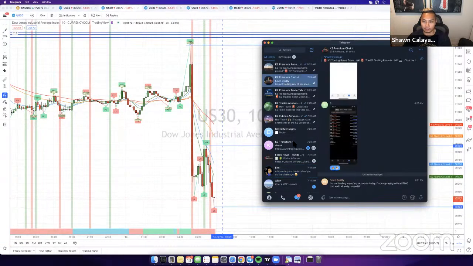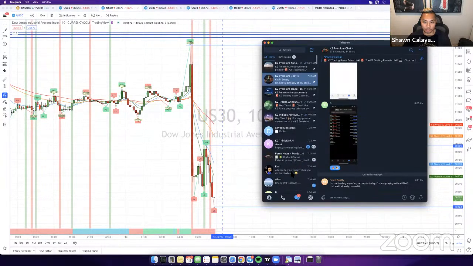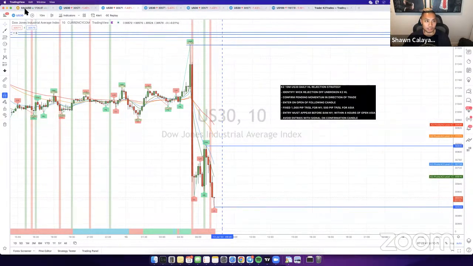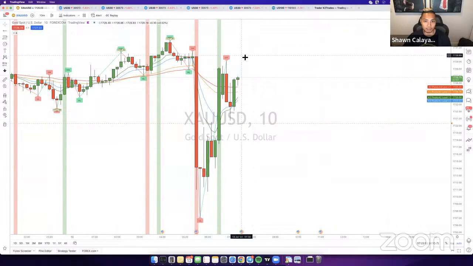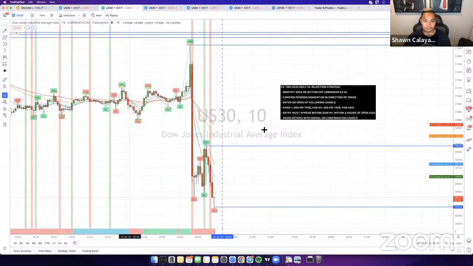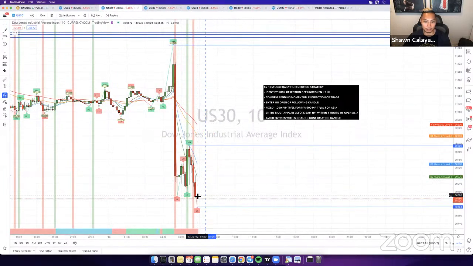Other than that, let me see if there's anything else real quick. Yeah, so I think I'm just going to stick to US30, guys. I think I'm trying to do too much, trying to trade gold and whatnot. This even hit stop loss right here. So I'm probably going to stay away from gold. I'm just going to stick to US30. I have another strategy here that I'm applying anyways, off the 10-minute, and it's been hitting pretty often. So I'm just going to stick with this.